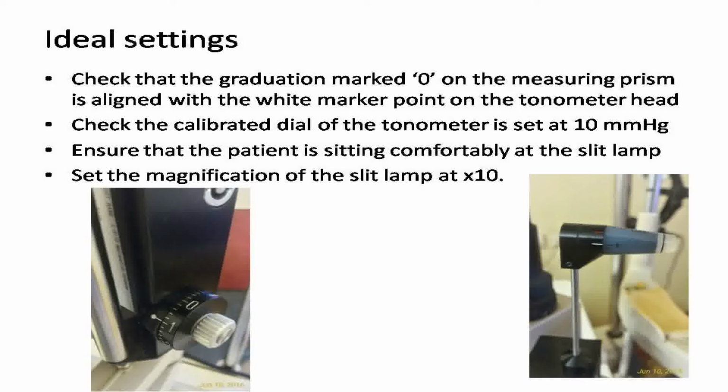Before measuring intraocular pressure, the white marker point on the tonometer head should be aligned with the 0 mark on the measuring prism. The calibrated dial of the tonometer should be set at 10 mm of mercury with slit lamp magnification at 10x. After instilling topical anesthetic and staining with fluorescein, the patient is made to sit comfortably at the slit lamp and the corneal biprism is illuminated with a cobalt blue filter.